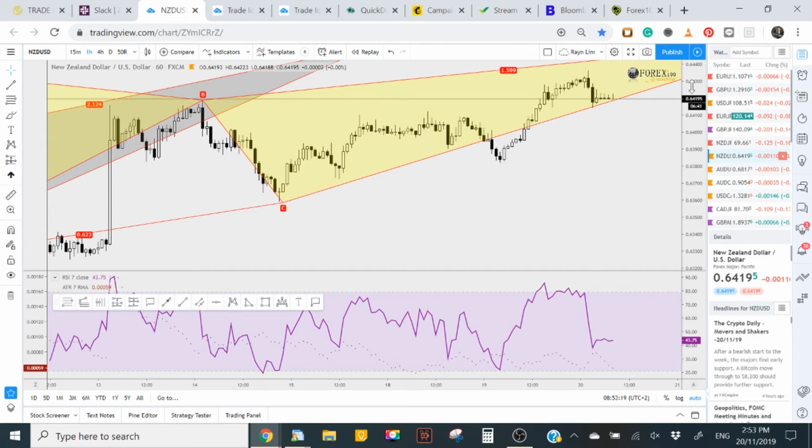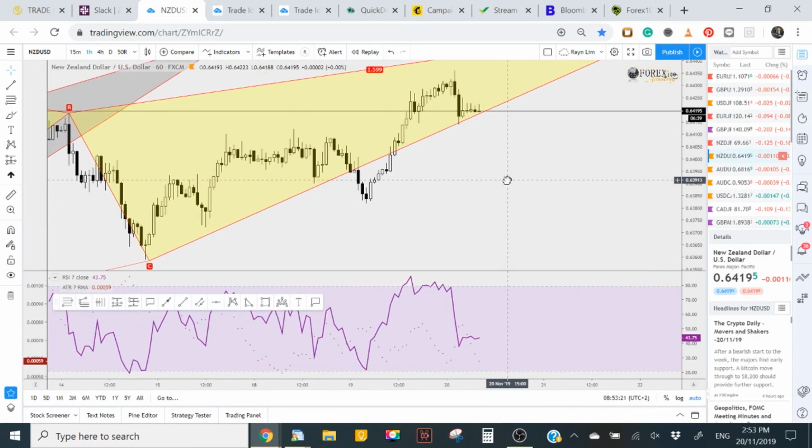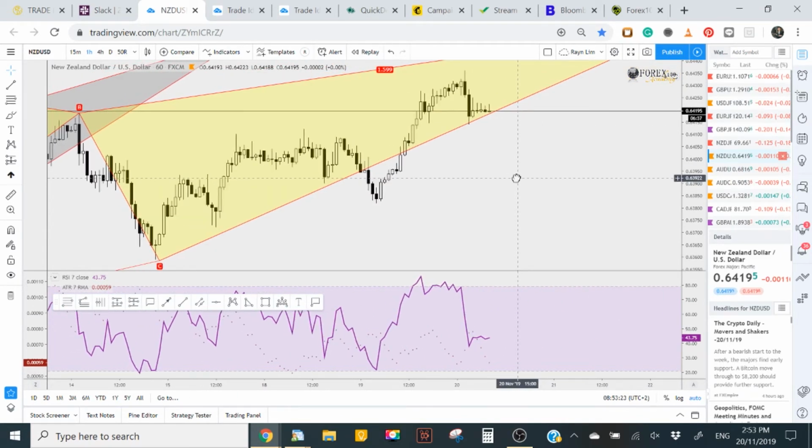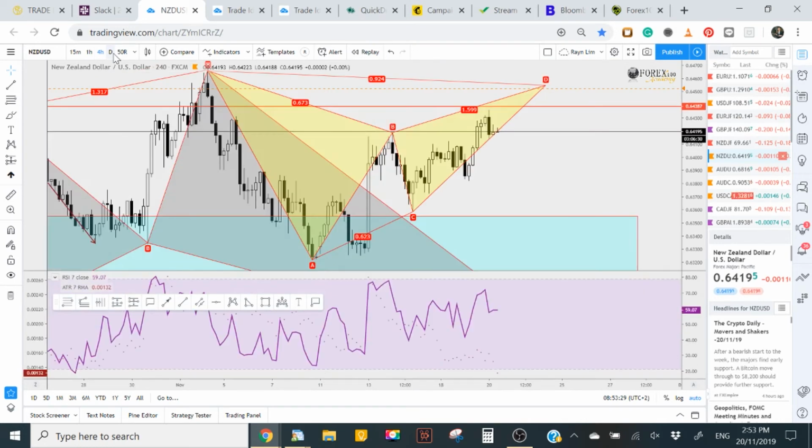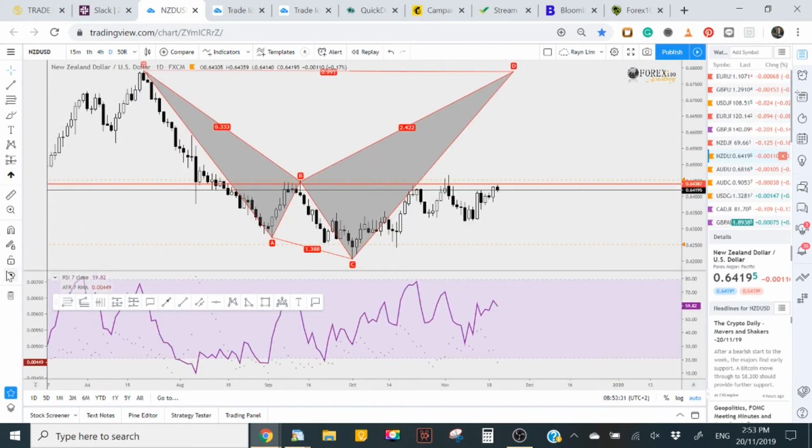1-hour chart, nothing much guys, nothing much for me. Yeah, nothing. Alright, so that's for New Zealand dollar. Still actively looking for trade. Yeah, so take note, a lot of trading opportunity.